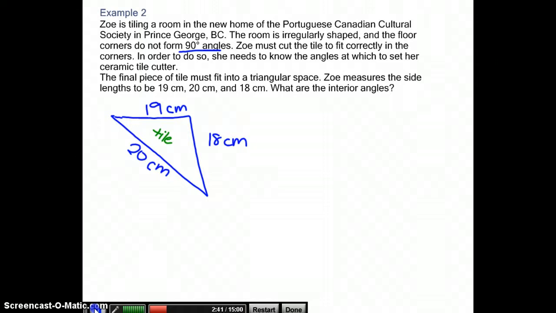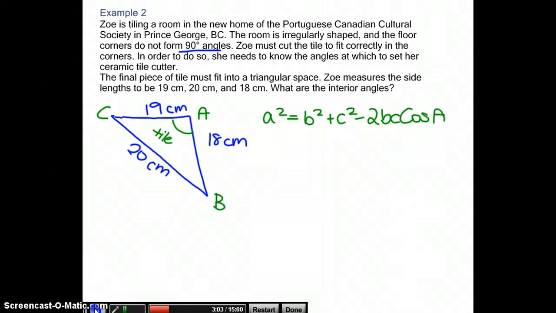So first we're going to use our cosine law to figure out any one of these angles. It does not matter which one you start with. Let's just start with this one. So let's title this A, B, and C, and we'll have a squared equals b squared plus c squared minus 2bc cos A, where we're looking for angle A and we're given side length a. So we get 20 squared equals 19 squared plus 18 squared minus 2 times 19 times 18 cos A. So here we can right away get rid of the 19 squared and 18 squared by subtracting them to the other side.